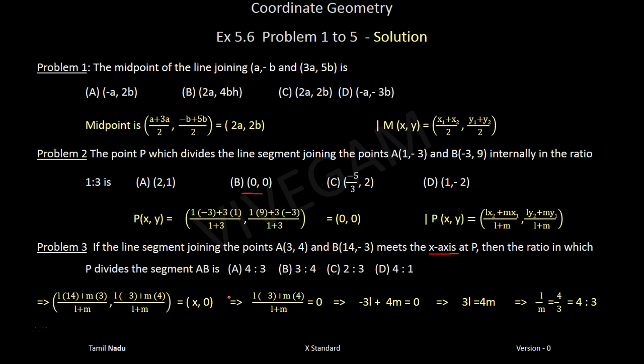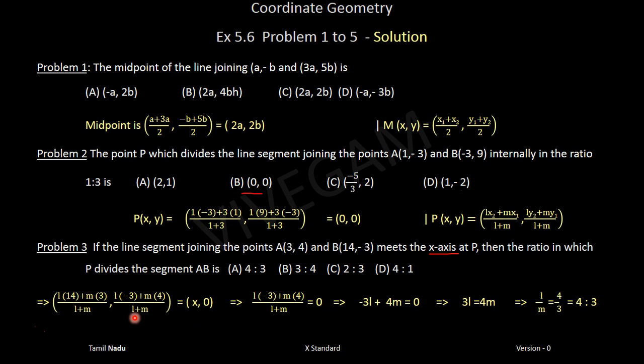Let the point of intersection be (x, 0), because it is on the x-axis, which means the y value of point P is 0. Let the ratio be L and M. Let's use the section formula. L into x2, what is x2? This is x1, y1 and this is x2, y2. So x2 is 14, L into x2 plus M into x1, which is 3, by L plus M. And this one will be L into y2, y2 is minus 3, and y1 is 4, plus M into 4, divided by L plus M. This is the point P as per the section formula, but we have taken it as (x, 0) because it is on the x-axis, so the y coordinate is 0.